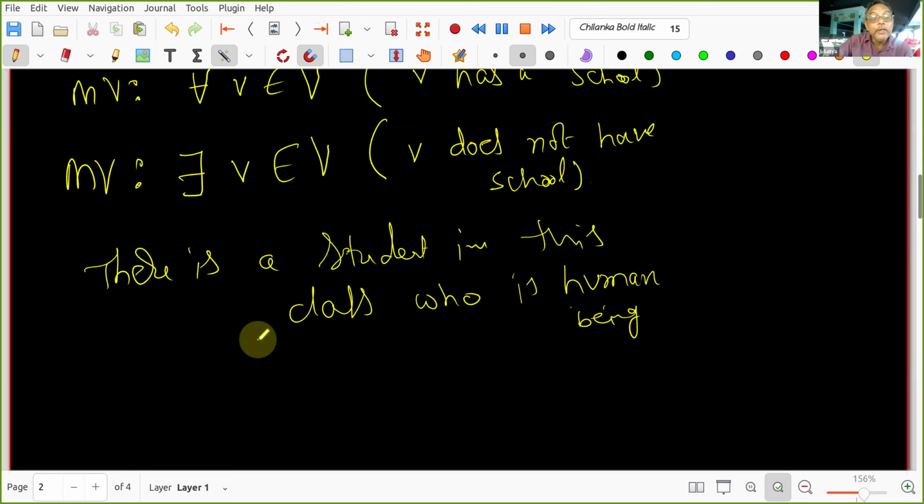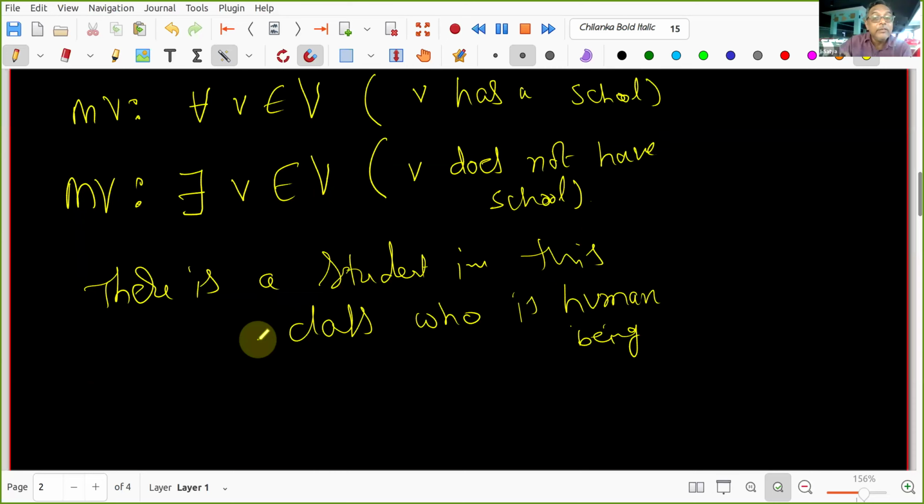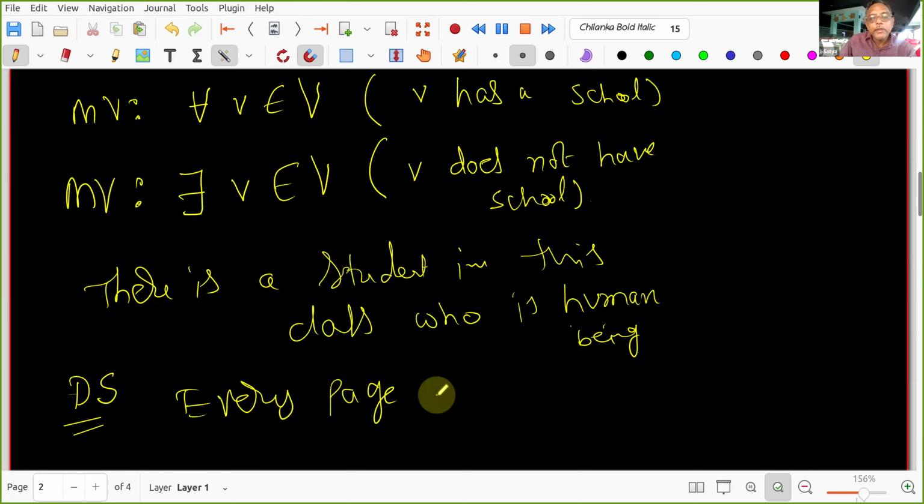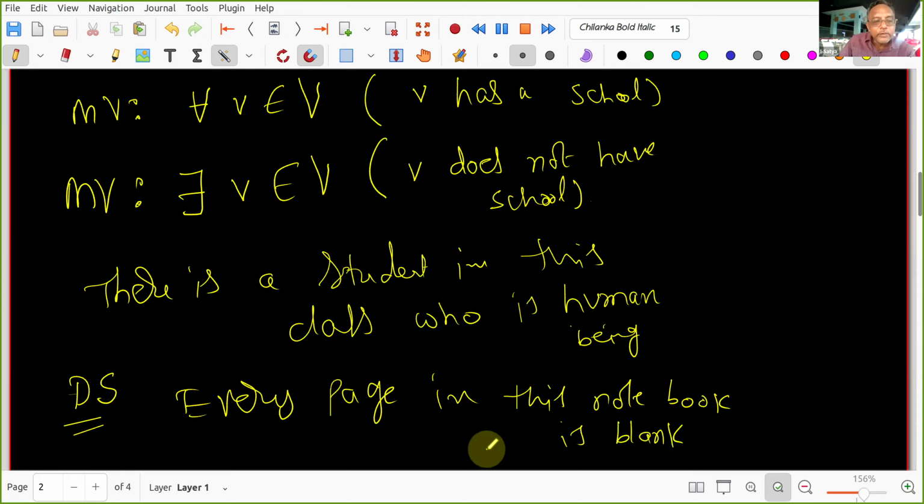But every village has a school means I have to check each and every village. That is tougher. Ask more questions. For example, in the discussion session, look at this: every page in this notebook is blank. When is it true, and when is it not true? What is the negation? Work it out. So I'm clearing and we are moving forward.